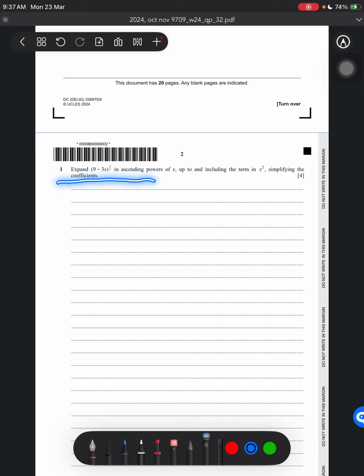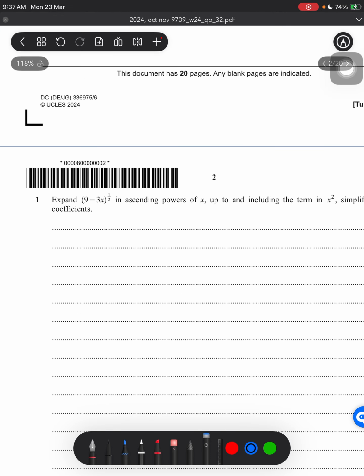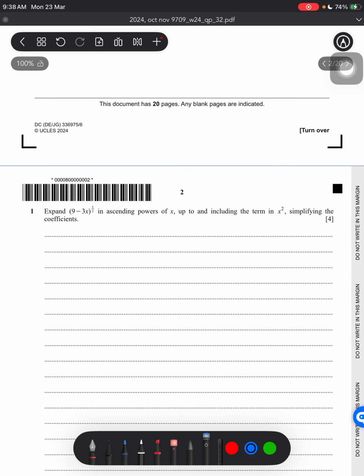The first question is to expand (9 minus 3x) to the power half, or we can say the square root of (9 minus 3x). We can also write this differently, but that would not help us get the expansion done. Ascending powers up to x, so including the x squared term, means simplifying with the coefficients. This will be solved with the help of the binomial expansion, or binomial theorem.